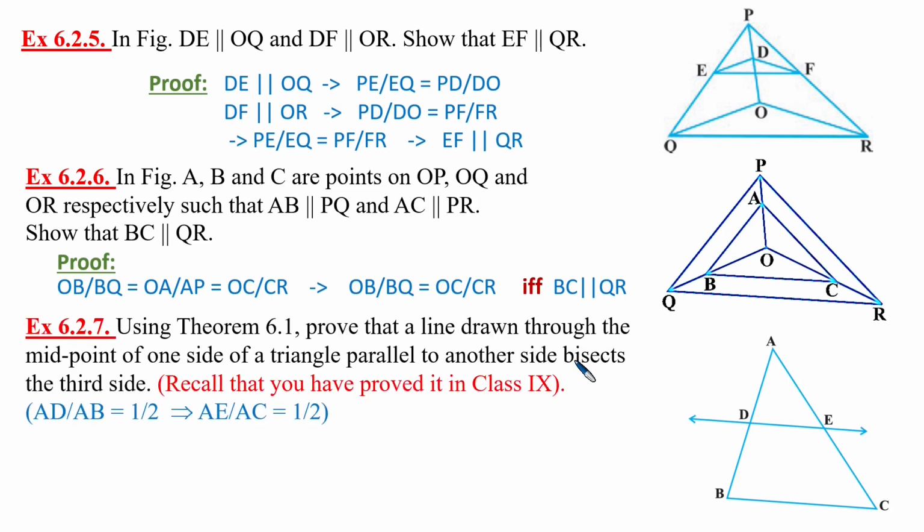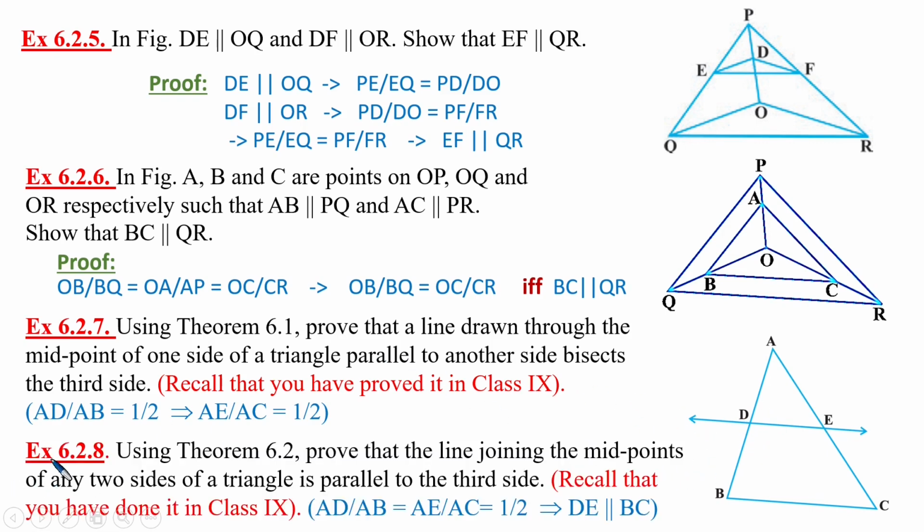And this is exercise 6.2.7. Using theorem 6.1, prove that a line drawn through the midpoint of one side of a triangle parallel to the other side bisects the third side, which we have done in class 9. So please go through class 9, and as I said, this 10th standard is a minor extension of class 9. This is a similar triangle which we have proved earlier. So this is a small triangle ADE, and ABC is a big triangle. So corresponding sides, AD by AB is equal to AE by AC, and this is a half because this is twice, because it's saying the bisecting.